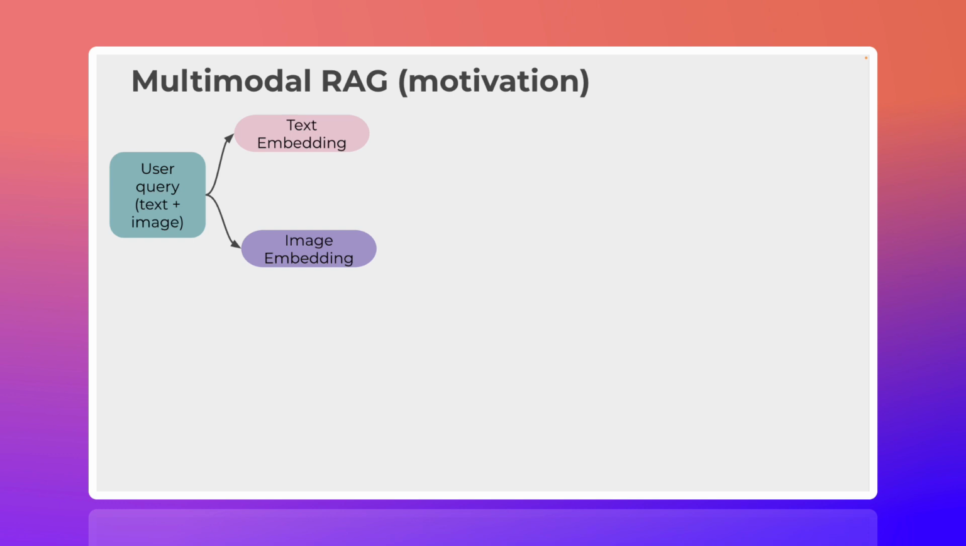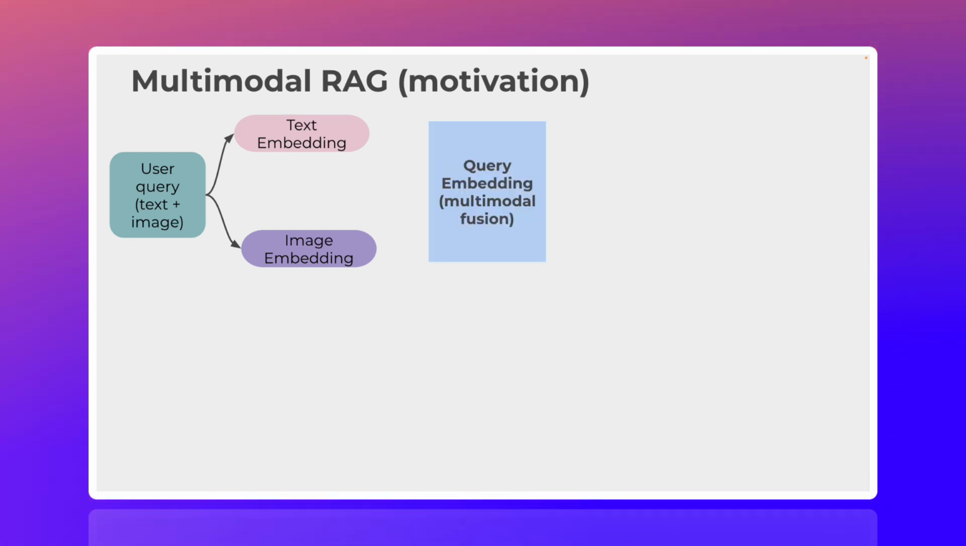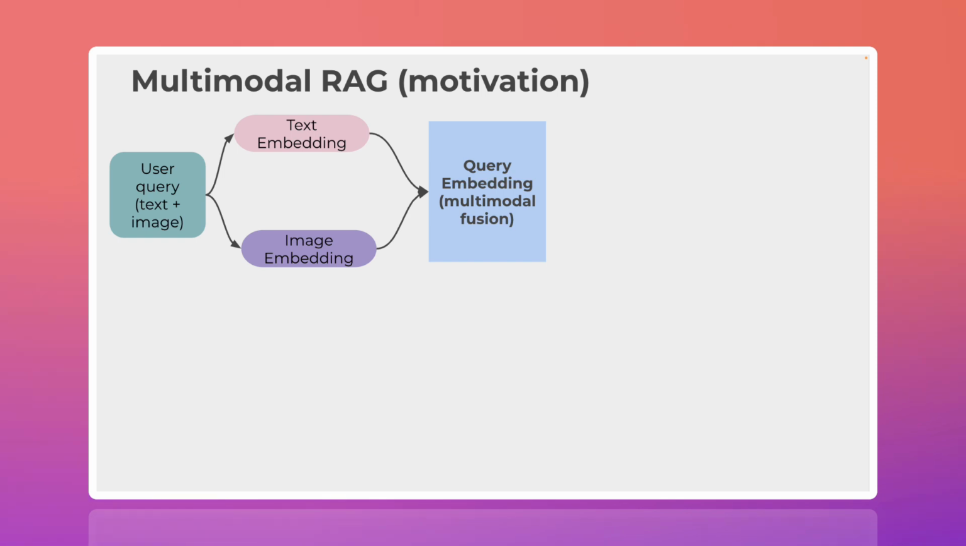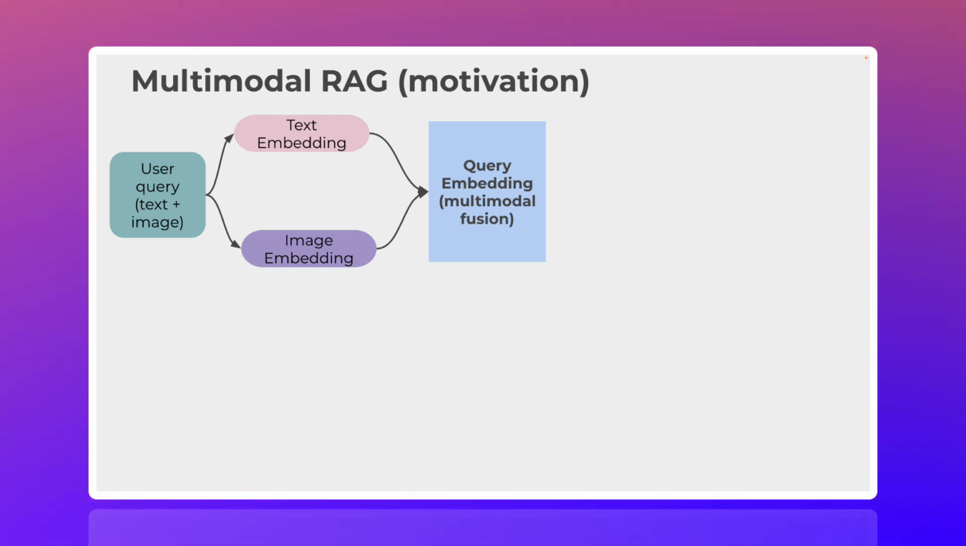Now these two will be embedded differently, but then we're going to put them together. This is what we call the multimodal fusion. We take that query, which has text and image. Those embeddings are created separately for text and image, but then we fuse them together so that we have this query embedding, which is multimodal fusion. And that is what is passed along for the retrieval of data.